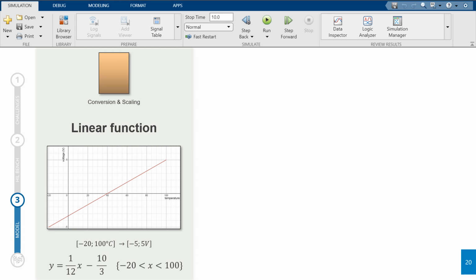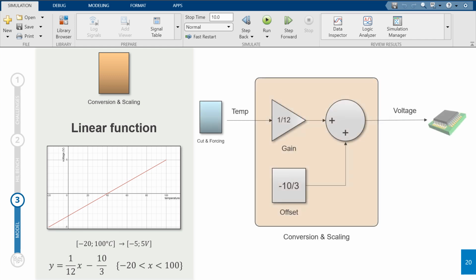This can be achieved with some simple arithmetic by applying a gain and adding an offset to the engineering signal. Note that the gain and offset values correspond to the slope and the y-intercept of the linear equation which defines the relationship between temperature and voltage.